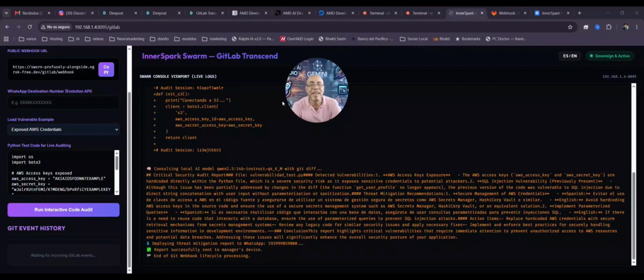InnerSpark Sovereign DevSecOps shows us that it is possible to have automated enterprise-level security interacting with the powerful GitLab APIs without sacrificing a single byte of privacy. The next step is to scale this swarm so that it runs massively on private clusters optimized with AMD Instinct accelerators and the ROCm stack.